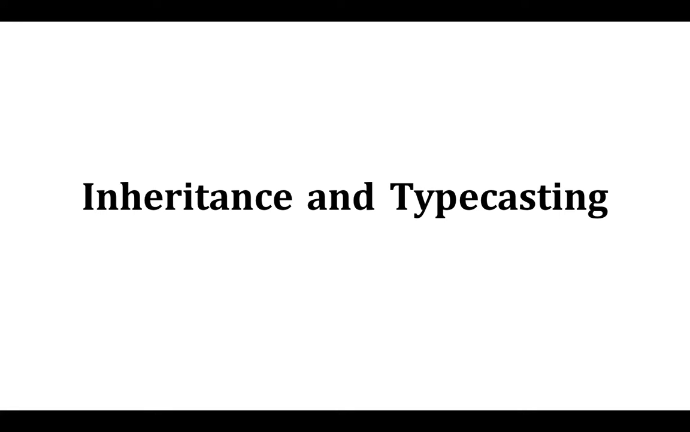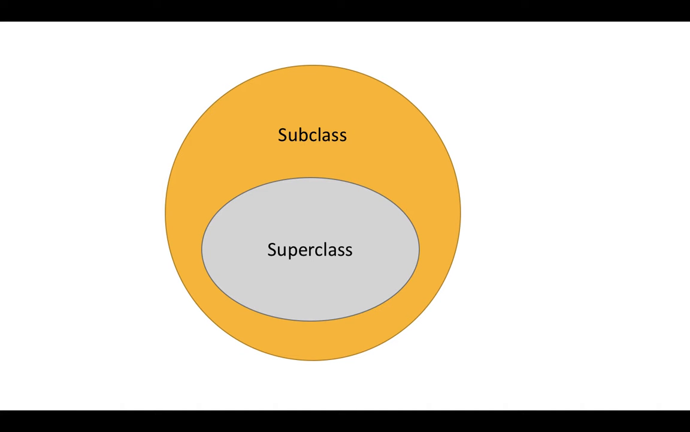Hi everyone, today I'll be talking about inheritance and typecasting. So first, let's talk about inheritance. Inheritance can be roughly represented by this picture over here. This picture actually shows the relationship between superclass and the subclass, with the subclass actually containing the superclass. So why is it like this and not the superclass containing the subclass instead?